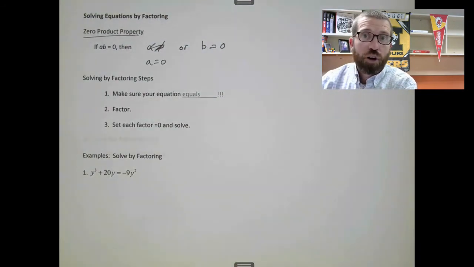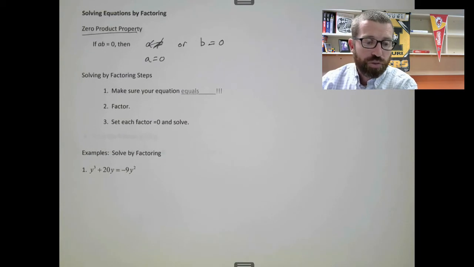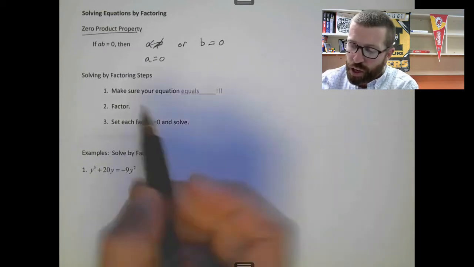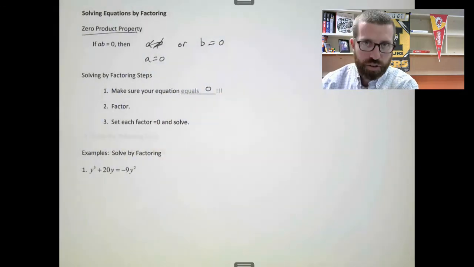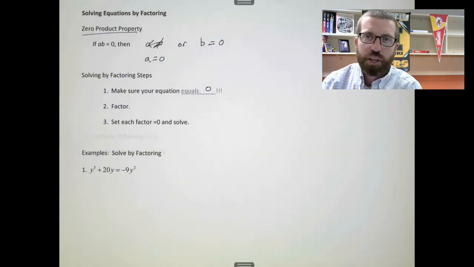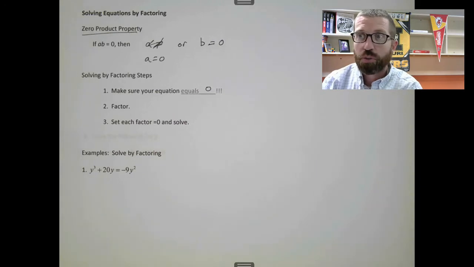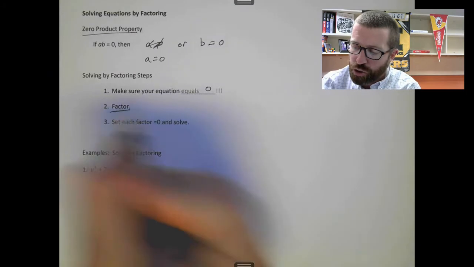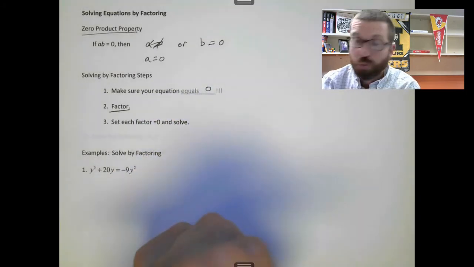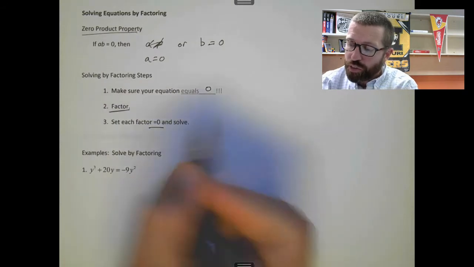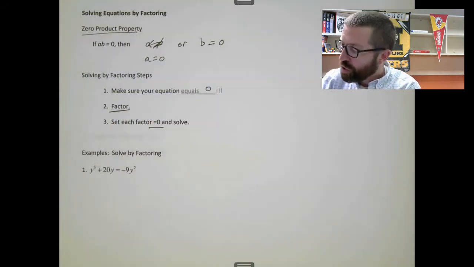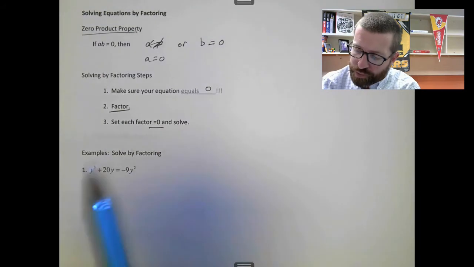So that leads us to our steps for solving by factoring. First, make sure your equation equals 0. Do whatever you can to make this happen. Depending on the type of equation will depend on what steps you need to take. Then we factor, using all the methods for factoring that hopefully you know, and then set each factor equal to 0 to solve.